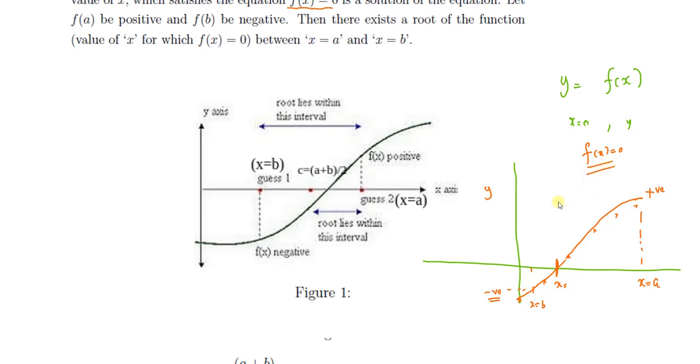Now in bisection method, let us see how we are going to obtain the solution of such a function.